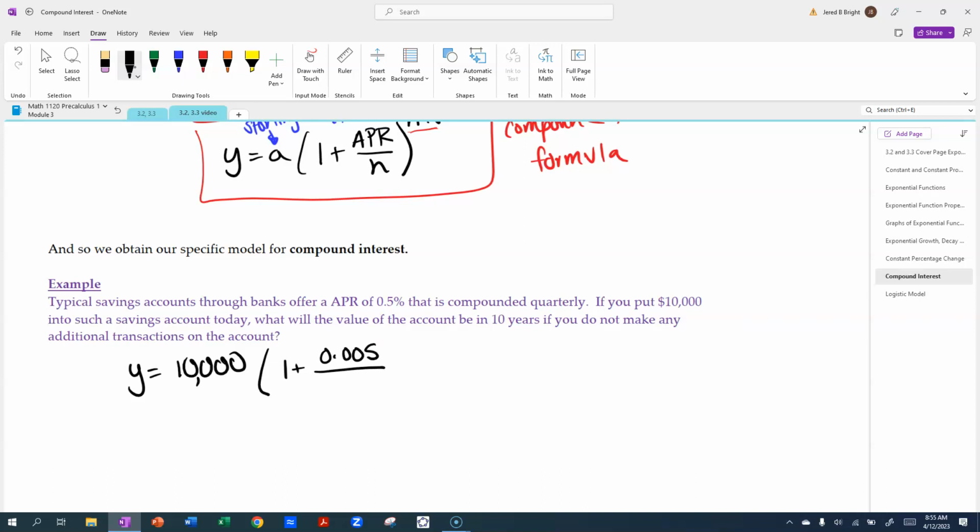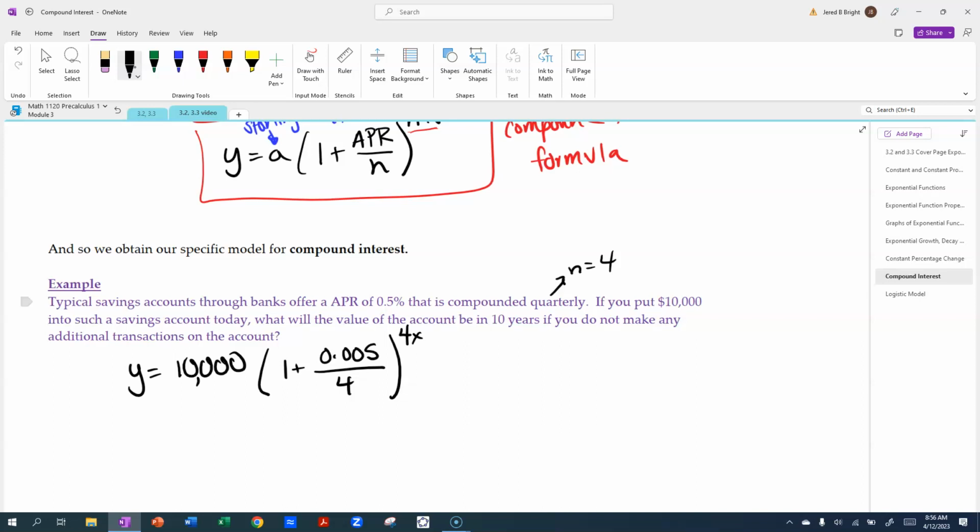Careful with your zeros, converting the percentage to a decimal. And then we said it's compounded quarterly, so that means n is 4, okay? And then this is all to the n times x, where x is the number of years, okay?